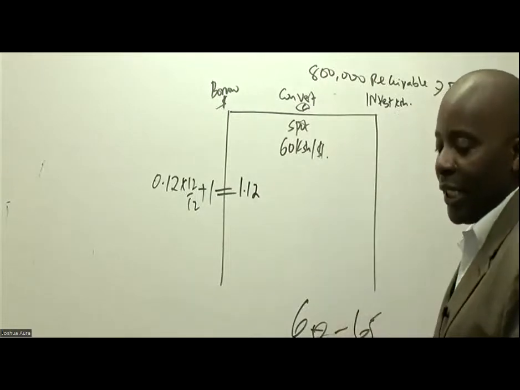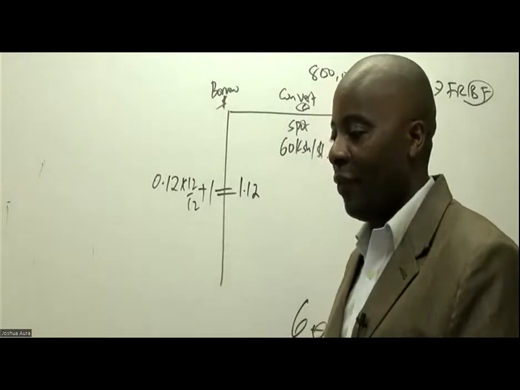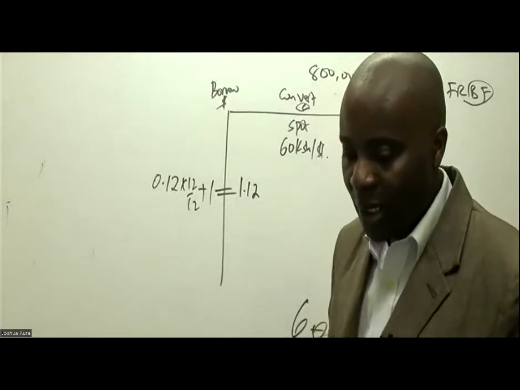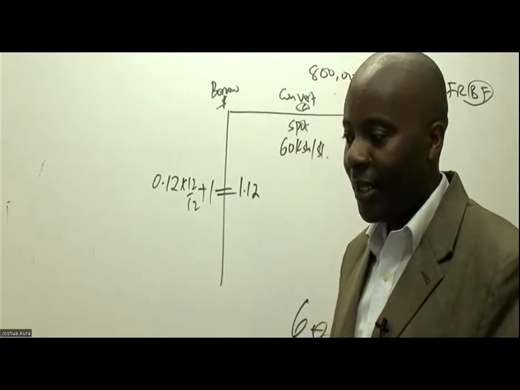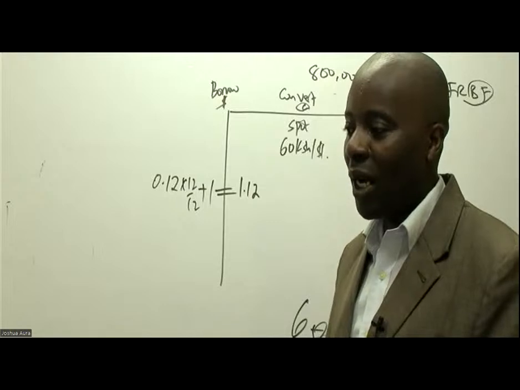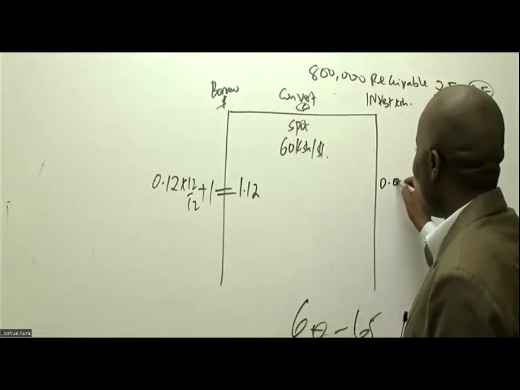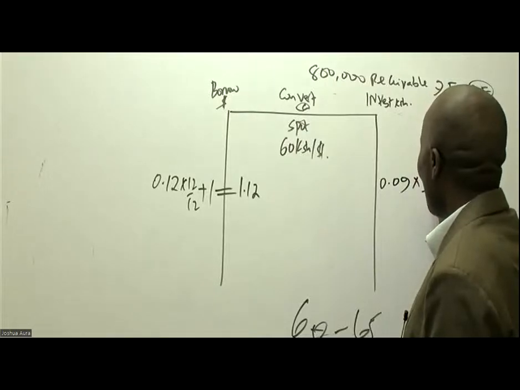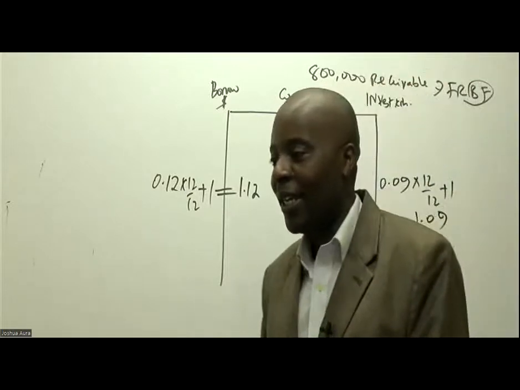Now come to investing. So now investing the Kenya shilling. You see, investing is the same as depositing. Kenya shilling. So we say 0.09 times 12/12 plus 1, which is 1.09. Thank you very much.